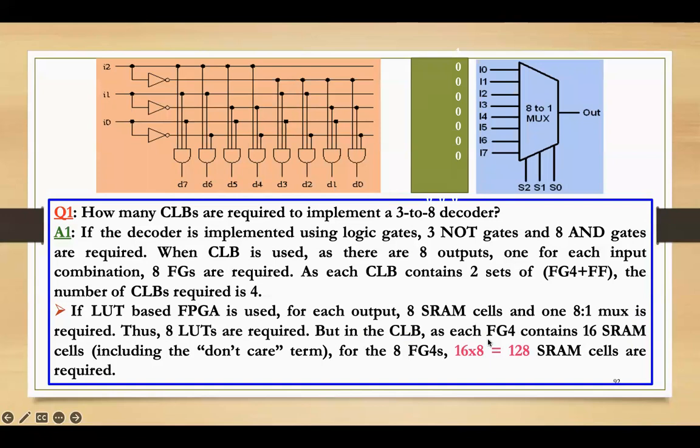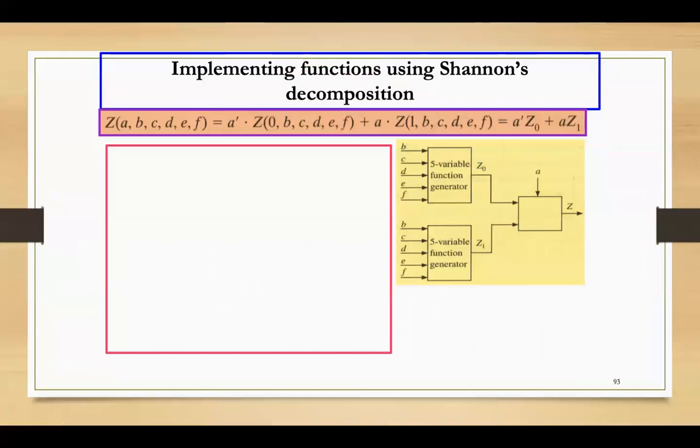But in the CLB, as the function generator contains 16 SRAM cells, including the don't care, right? So how is it 16? Because we have 4 inputs, right? 4 inputs. So 2 into 2, 4, 4 twos are 8, 8 twos are 16. So we have 16 combinations, and for each combination, we need an SRAM, right? So 16 into 8, because each is what? 8 bits. SRAM is capable of just 1 bit, 0 or 1. So we need 128 SRAM cells. Okay, so which means it's going to be more costlier.